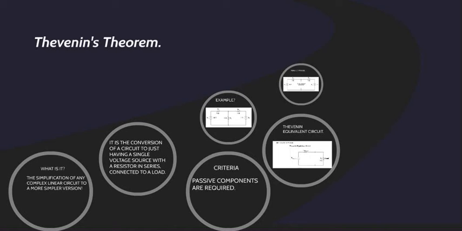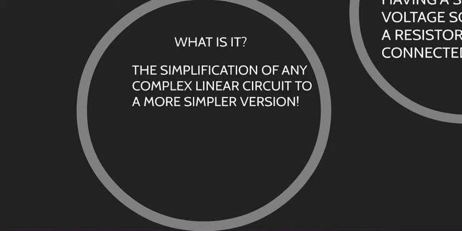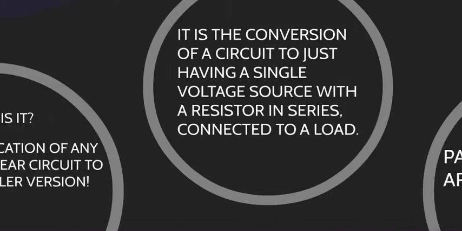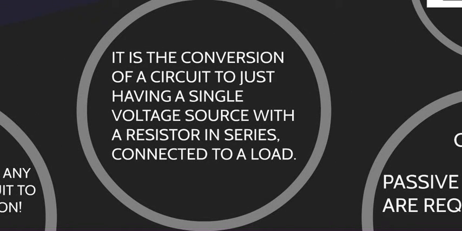In this video, I'll be trying to explain Thevenin's theorem, more commonly known as Thevenin's equivalent circuit, and generally how we can implement it. Basically, it is the simplification of a circuit to a simpler version by converting any complexity of a circuit to having just a single voltage source and a series resistance connected to a load.